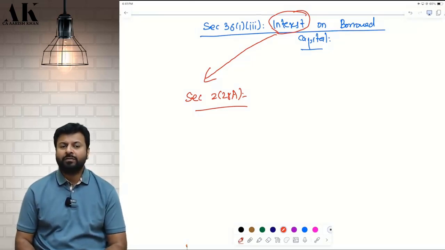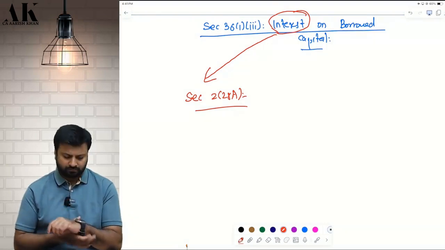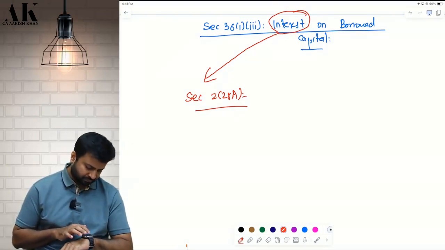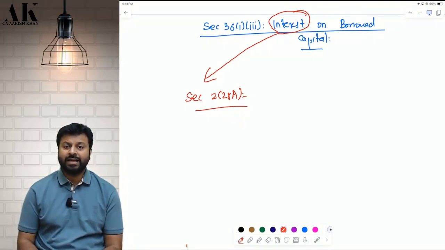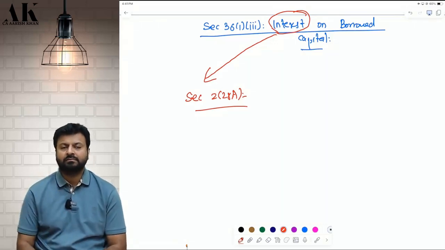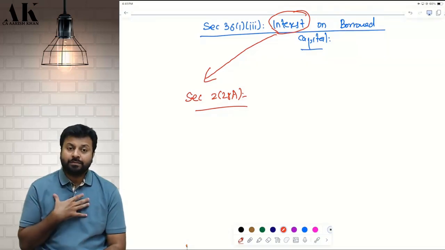If I take a loan for paying income tax, will I get the deduction of that interest? What do you feel, Niveda? No, sir. No? Why? Because income tax is a personal tax. Income tax is which tax? Tell me please fast. Personal. It's a personal tax. Income tax is not a business tax. The second name of income tax is personal tax. Income tax is your personal liability.